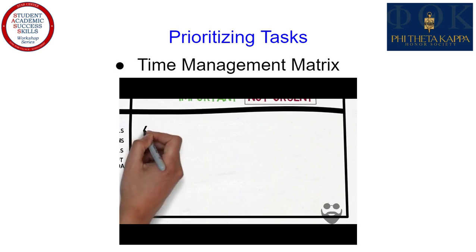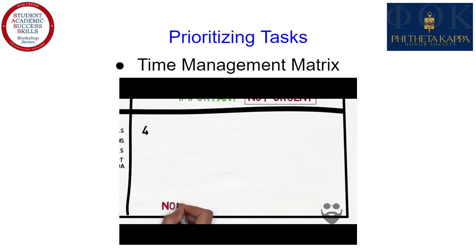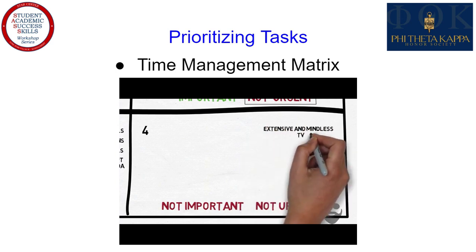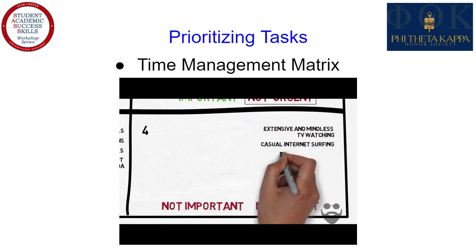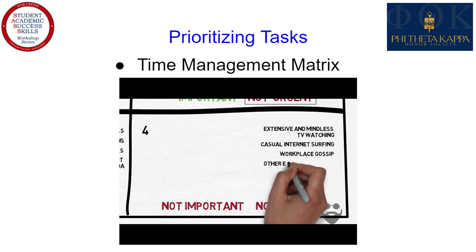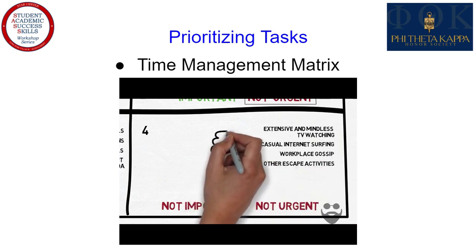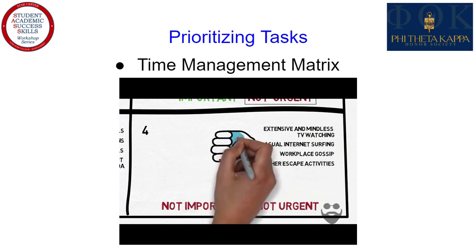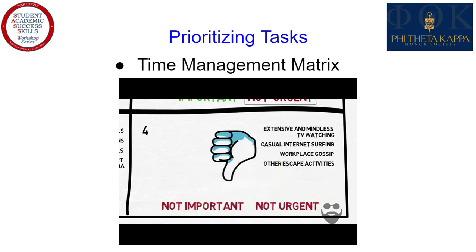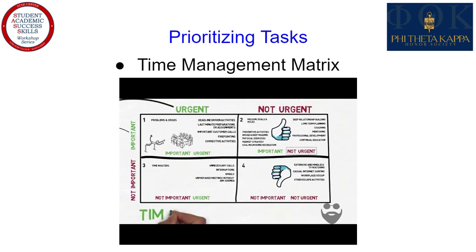Quadrant 4 is the combination of not important and not urgent. Extensive and mindless TV watching, casual internet surfing, workplace gossip, and other escape activities are in Quadrant 4. They eat our time away and produce no value. There. I'd say that was a pretty brief introduction to the time management matrix.